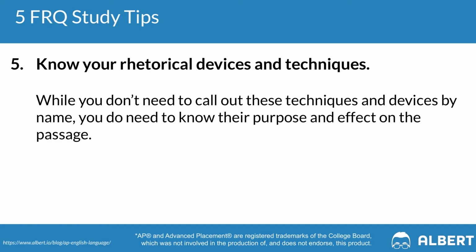Tip number 5, it really comes full circle, and that is to remember your rhetorical devices and techniques. We went over this at the very beginning, and it's really important that we emphasize this one more time here for the FRQ section. You don't necessarily need to always call out these techniques or name the devices by name, but what you do need to know is what the purpose of this rhetorical device or technique is in the actual passage itself. If you can recall the rhetorical device, by all means include that just to be safe, but if you can't, focus on helping your reader understand that you do actually get what the rhetorical device or technique is that's being used in this situation.